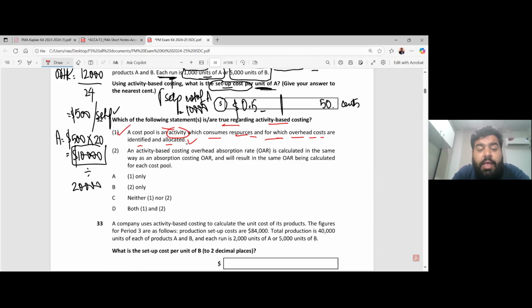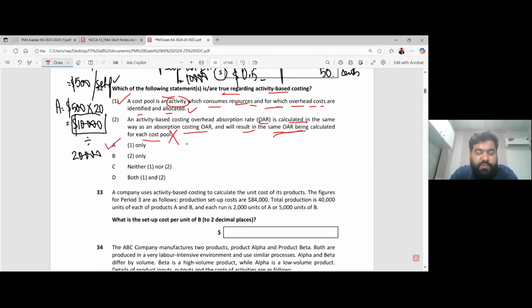Second, an ABC OAR is calculated in the same way as absorption OAR and will result in the same OAR being calculated for each pool. No, there is a huge difference. There is a big fight between absorption and ABC. OAR under ABC is calculated in a different method, and under absorption, a different method. But he is saying it will result in the same OAR being calculated. No, no. Only one option, A only.